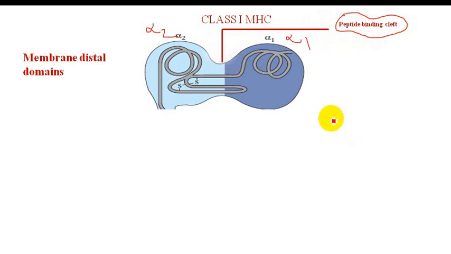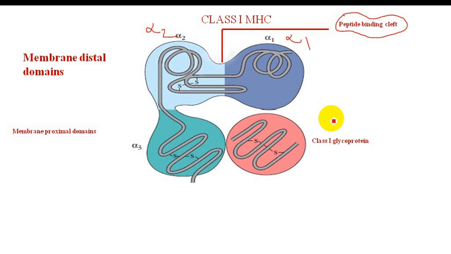This is the membrane distal. So if someone asks you in exam which are the components of membrane distal, the answer should be alpha 1, alpha 2. Thereafter you have membrane proximal domains. The membrane proximal domain consists of alpha 3 and a class 1 glycoprotein which is known as beta 2 microglobulin that we saw.